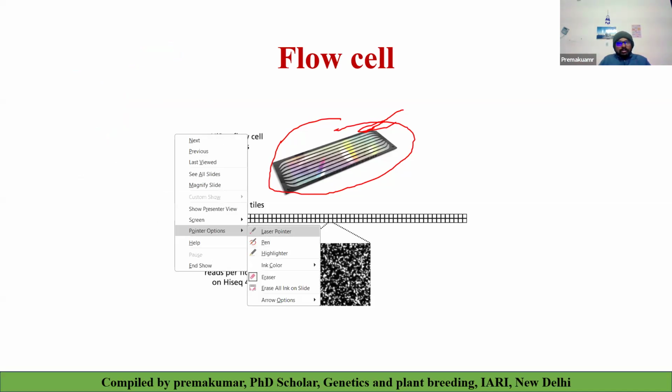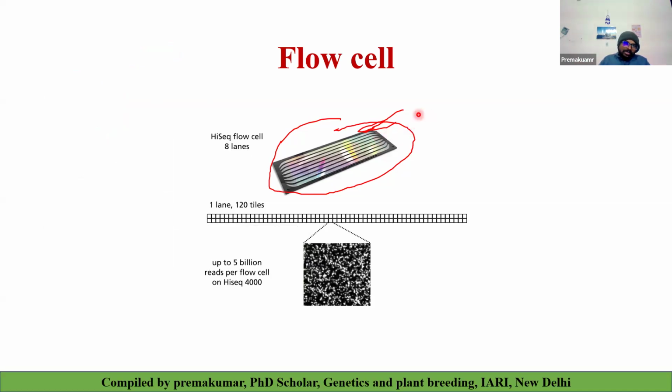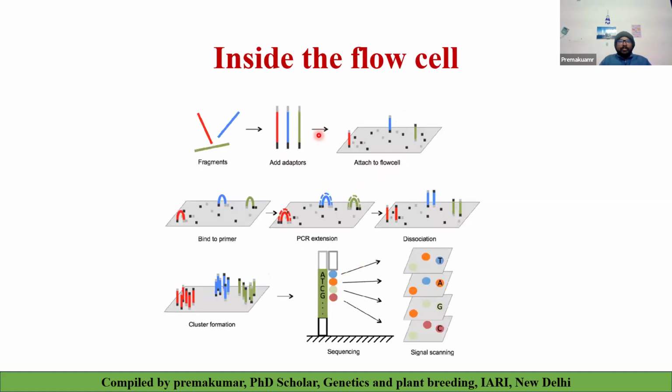Then this is the flow cell, where you are adding all the reads and where exactly the sequencing will happen. Like this, so many billions of clusters will be there. That's why you are generating 1 TB or 2 TB of data per run, because of this density of the flow cells. Then how does it actually look inside the flow cell?